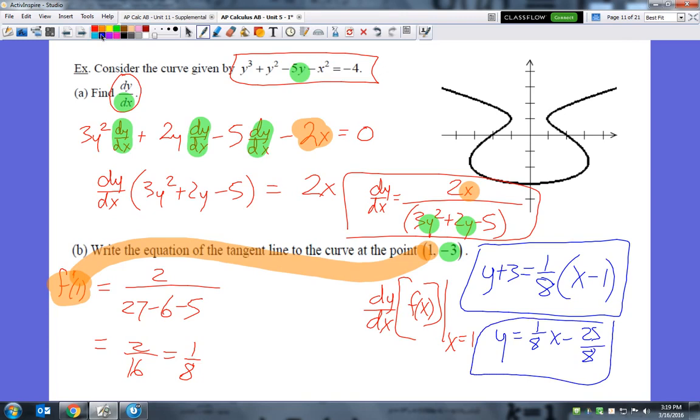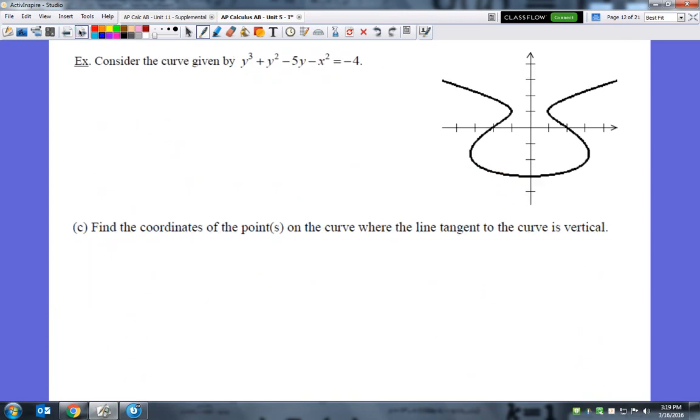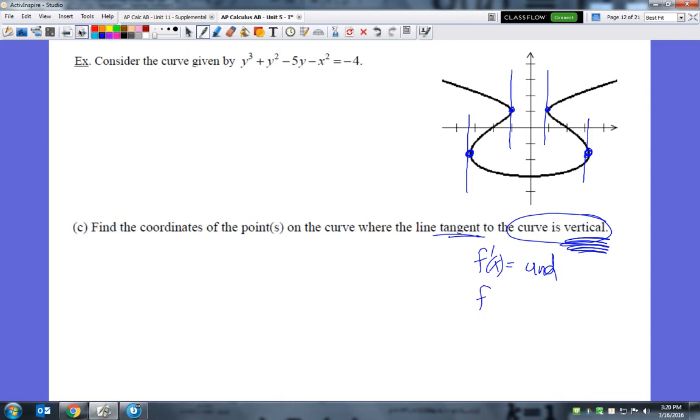Okay? So, next part. The next part wants to know, find the coordinates of the points where the line tangent to the curve is vertical. So we're talking about here, where it's vertical, here, where it's vertical, and so forth. And this is a key word that you should be thinking: where the tangent is vertical means the slope, or f prime of x, is undefined. It's not 0, because when the derivative is 0, that's when we have a horizontal line. Undefined is when it fails its own vertical line test, so it would be a vertical line.